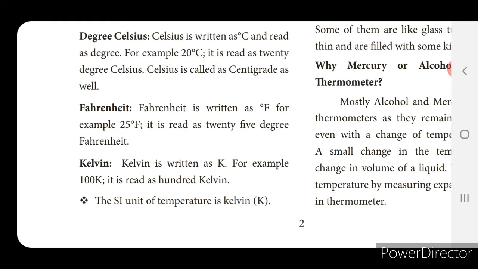Then the third one is Kelvin. Here you need not put a degree symbol. Just write K. Kelvin is written as capital K. For example, 100 K is read as 100 Kelvin. The SI unit of temperature is Kelvin. So there are 3 units to measure temperature: degree Celsius, Fahrenheit and Kelvin.